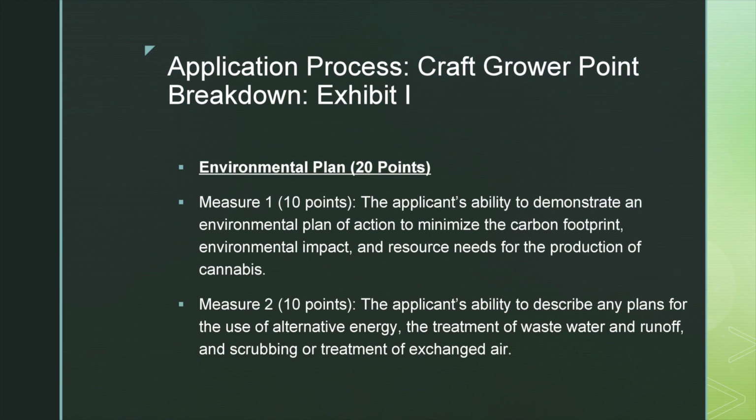Going to slide 33, talks about Exhibit I, which is your environmental plan. The first measure is 10 points. This is the applicant's ability to demonstrate an environmental plan of action to minimize the carbon footprint, environmental impact, and resource needs for the production of cannabis. As many of you know, cultivating cannabis is an energy suck. It drains a lot of energy, and what the state wants here is to ensure that individuals have a plan in place in order to reduce that.